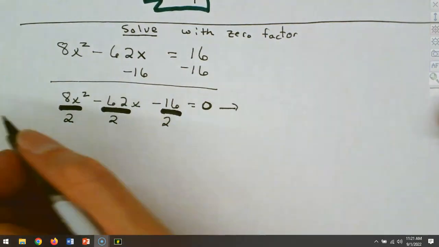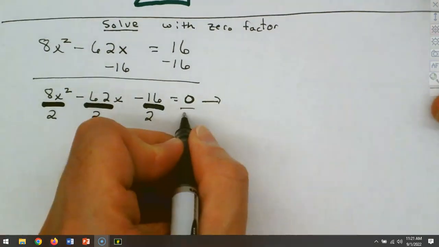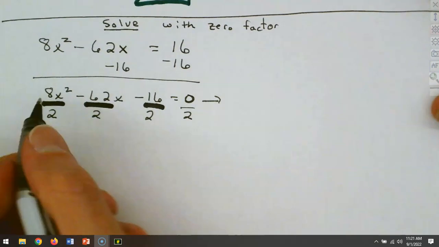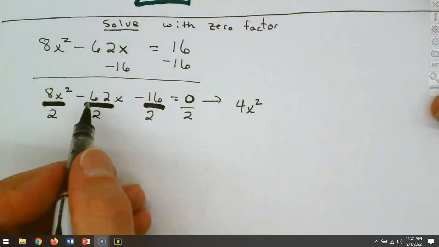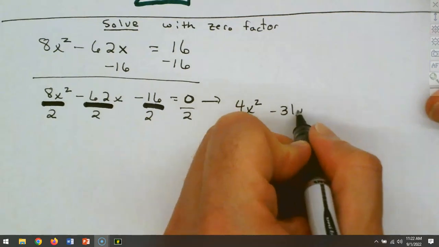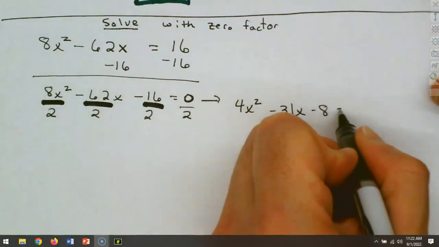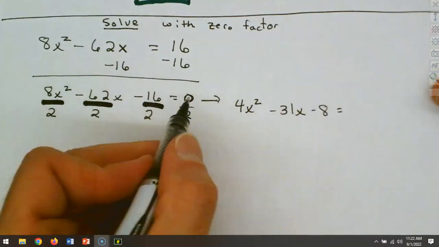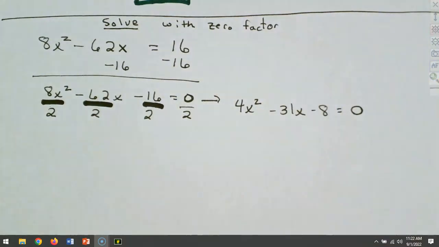So now when I divide by that 2, everything gets divided by the 2, including that 0, but 0 absorbs it. 8 divided by 2 is a 4x squared. 62 divided by that 2, yep, that makes it a minus 31x. And 16 divided by 2, that makes it a minus 8. And that equals now 0, doesn't it? Pretty simple on this one again.